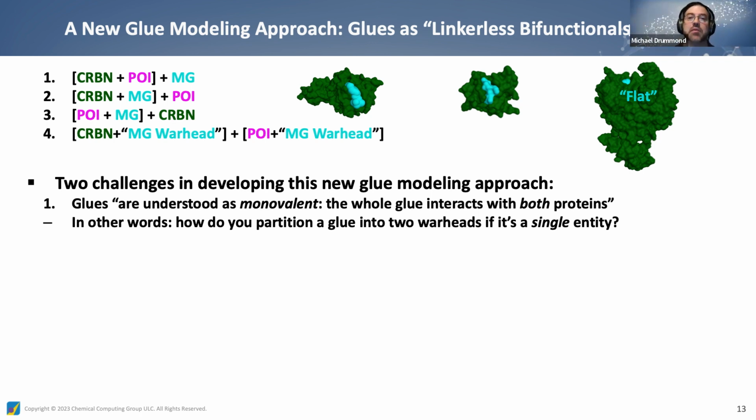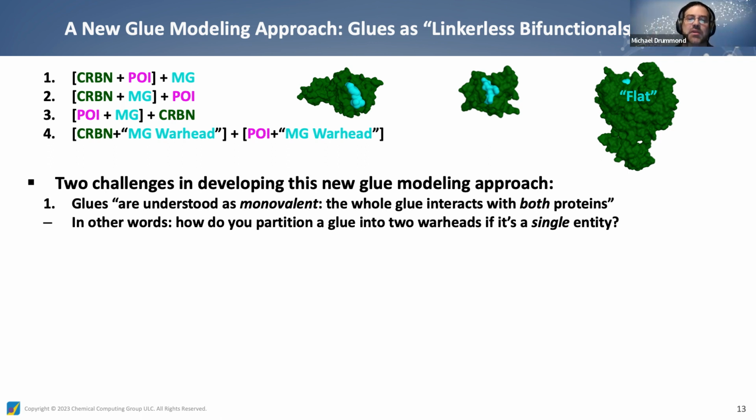Of course, we didn't want to just stop with maybe, we actually wanted to try it. Before I show the results, I do also want to show you what the interface looks like. There are 2 challenges in this bit of a wild idea of treating glues as linkerless bifunctionals. The first, as I made a point to tell you on one of the early slides, is that when someone talks about a molecular glue, we understand them to be monovalent. I even said that means the entire glue simultaneously interacts with both proteins. And now I'm telling you, forget about that. We're going to take part of the glue as responsible for binding with one protein and another part with the other protein.